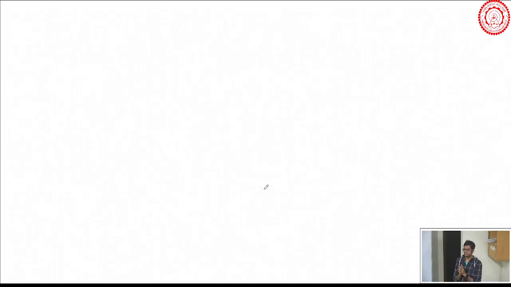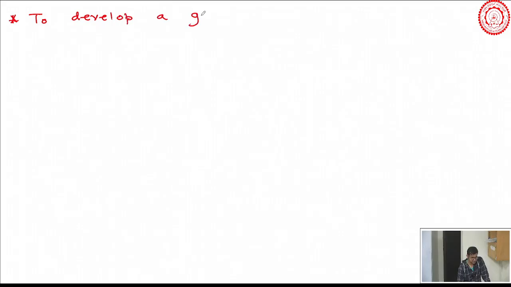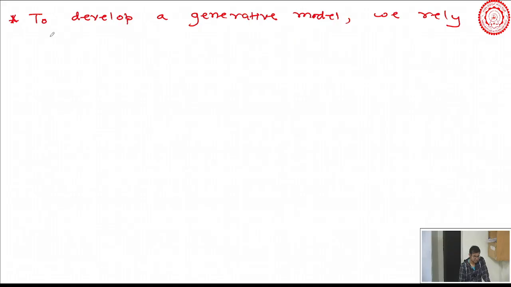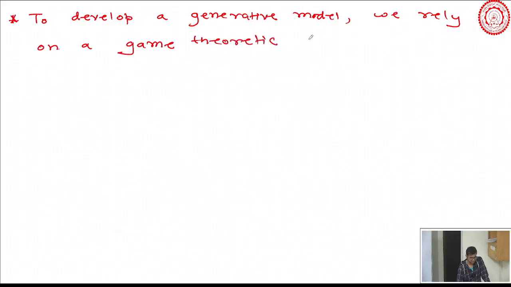Any question? So the idea is to develop a generative model, we rely on a game theoretic approach.